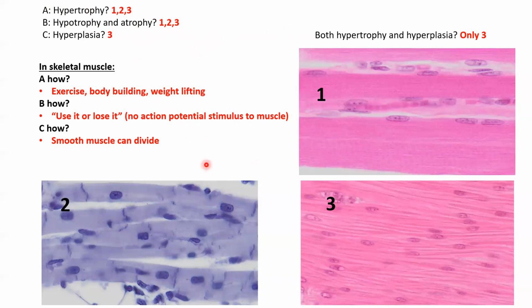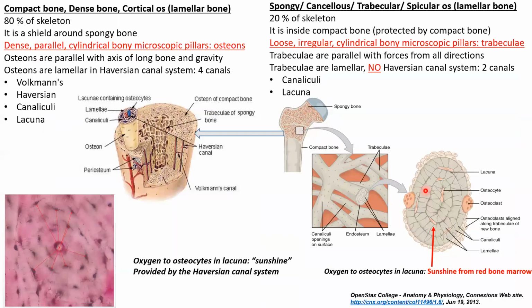Okay, and who can do hyperplasia out of these three guys? The smooth muscle can. Why? Because that guy can do mitosis. Okay, so let's move to the bone.